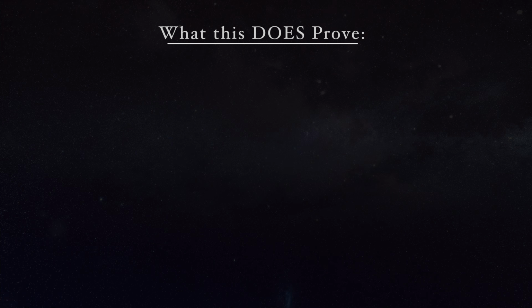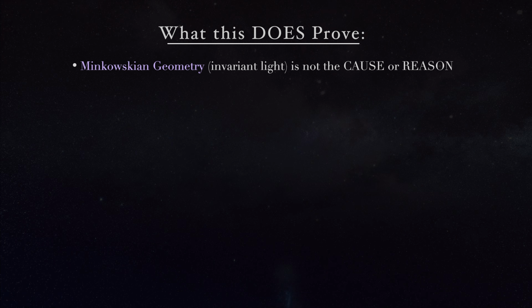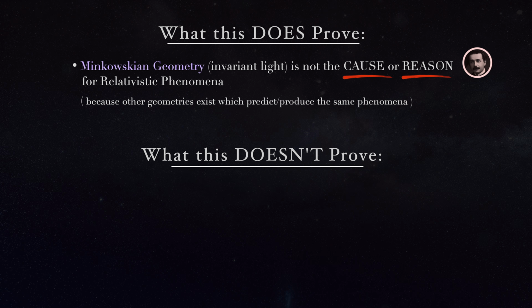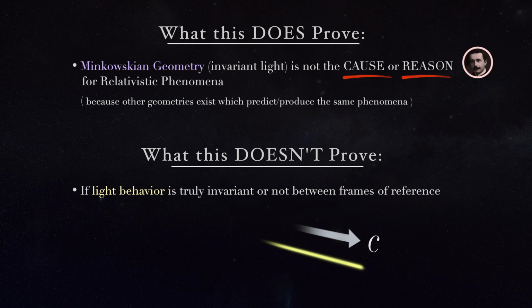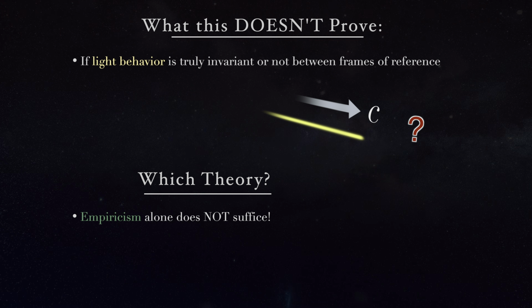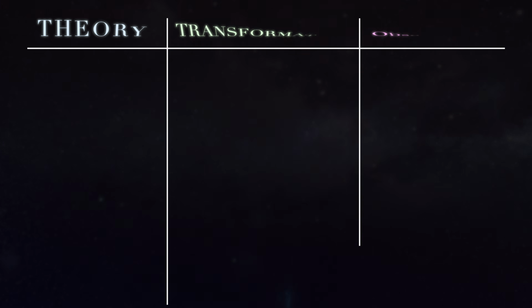To be clear, this only proves that Minkowskian geometry is not the cause or reason for relativistic phenomena, as the Einsteinian interpretation asserts. Now, what it doesn't prove is whether light behavior is truly physically invariant in all frames of reference or not, as empirically this is again impossible to prove or disprove. Which means, when selecting from all our possible theories, we must defer to some further criteria. But what precisely are all the possible theories? Well, let's go ahead and list them now.